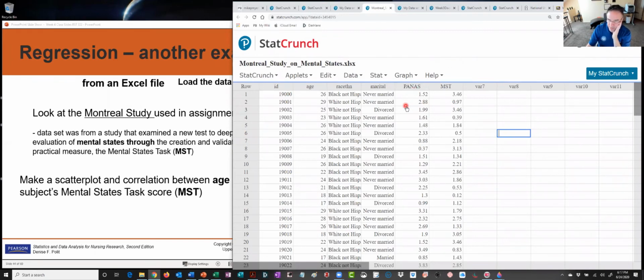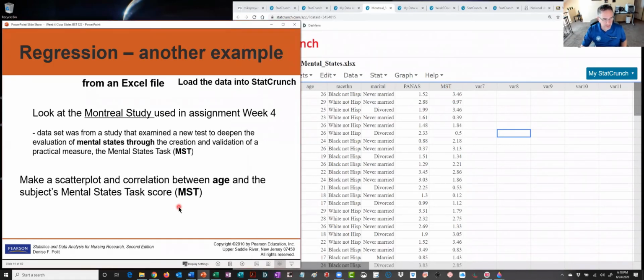I actually use this with my veterans when I do my horse therapy with them. It's a score between 0 and 5 that tells us the affect of the subject, the higher being a better affect for things like feeling good, feeling excited, feeling honest, feeling energetic. And then the MST score is a mental state score. The higher that one is, the better mental state they're in. So for the assignment, you're going to correlate age and PANAS score. For an example, let's run one with age and the mental state score.